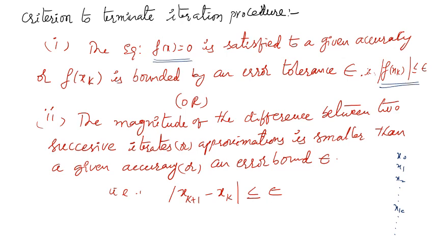Another case: these are the two successive approximations, x0 x1, next one x1 x2, next one xk plus 1. These two are the successive approximations, meaning one after the other. Now, the difference between these two successive approximations is very very small. Epsilon is always very small, like an epsilon value of 10 power minus 2, 10 power minus 3, and so on.